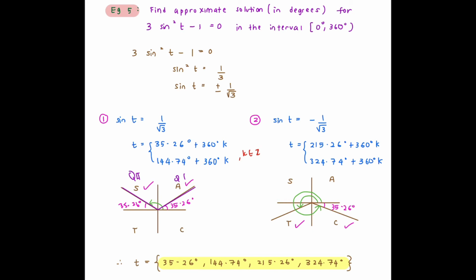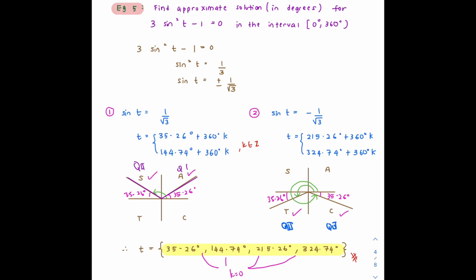Let's draw the quadrant. And then when it is negative, confirm you are in quadrant 3 and quadrant 4. Let's fill in our reference angle just now. We still have the same reference angle, which is 35.26 degree. And then let's read the first one. This green angle here is just 180 degree plus our reference angle, which is 215.26 degree plus 360 degree K. Another one is this angle here, which is 360 degree minus our reference angle, which is 324.74 degree plus 360 degree K.